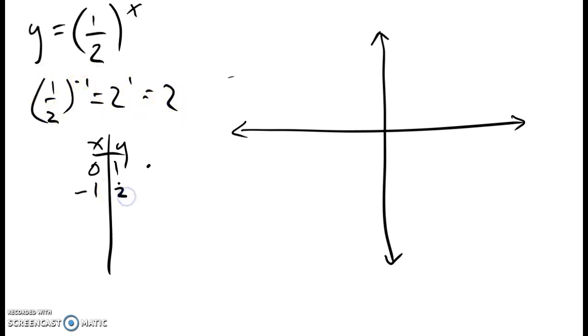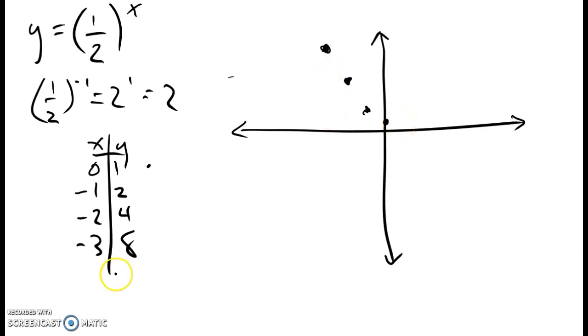If I put negative 2 there, I've got 2 squared, and I get 4. If I put negative 3 there, then I get 2 to the positive 3 power, and I get 8. Now let's graph it. 0, 1, negative 1, 2, negative 2, 4. I'm just approximating, just to give you an idea. Negative 3, 8, and look at this. We're getting an exponential growth curve going in the opposite direction.